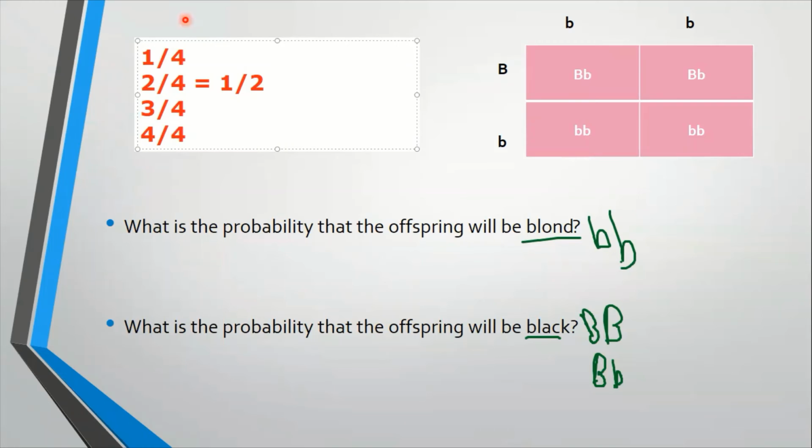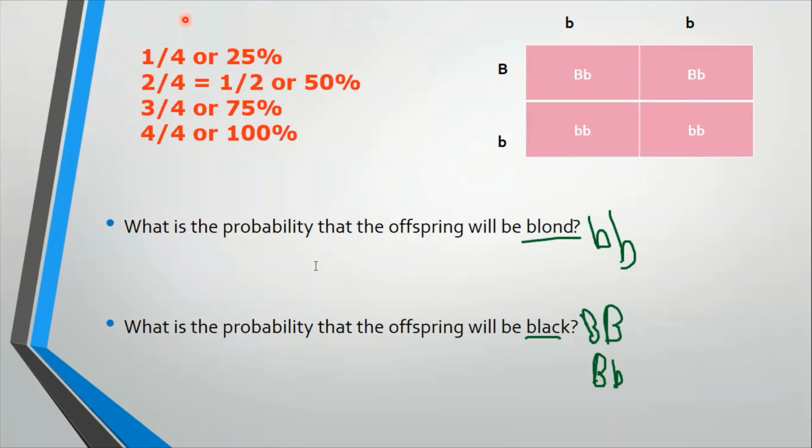Now let's write it as a percent. So 1 out of 4 is 25%. But if it is a half, it will be 50%. If it is 3 out of 4, it will be 75%. And if it is 4 out of 4, it will be 100%.